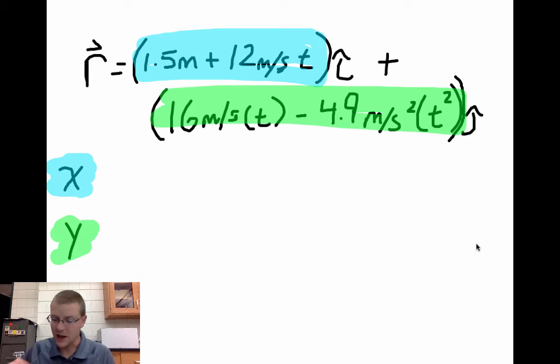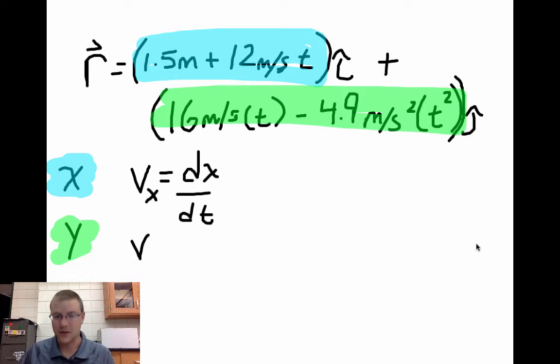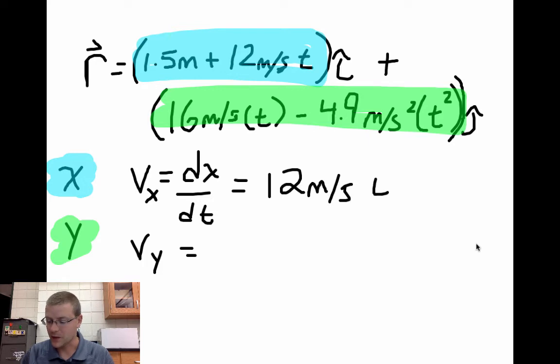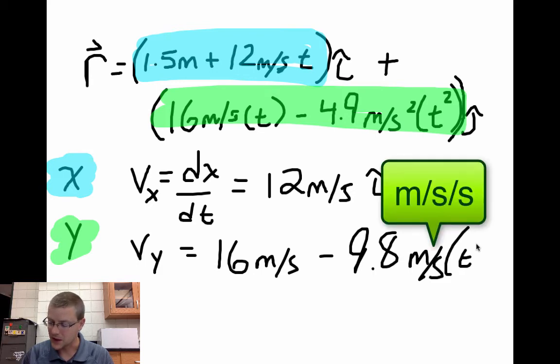If I want to find the x and y velocities, well, we know that velocity is the derivative of position with respect to time. To find the x velocity, I take the derivative of x, and to find the y velocity, I take the derivative of y. The derivative of x here, 1.5 becomes 0, and you're left with just 12 meters per second. There's my i component for velocity. My j component's a little more tricky. It's 16 meters per second, doing the derivative of 16t, and then taking the derivative of 4.9t squared, I get minus 9.8 meters per second times time. And that's the j component.